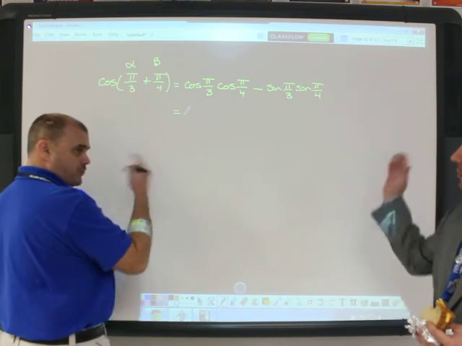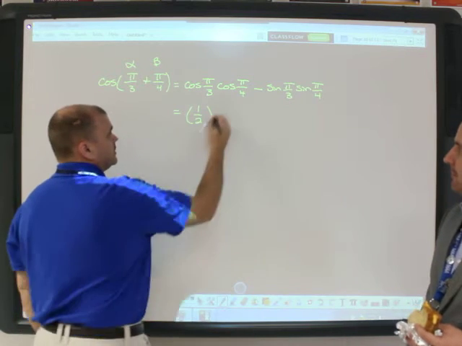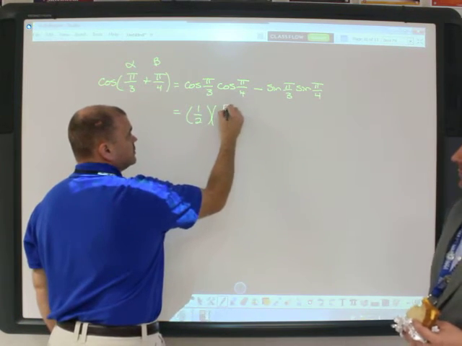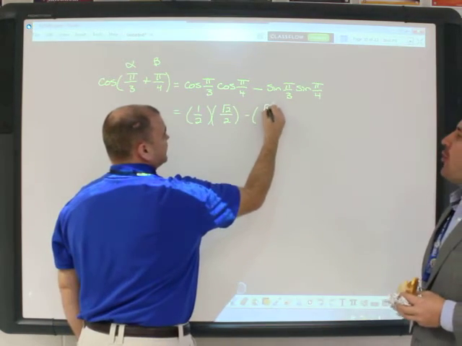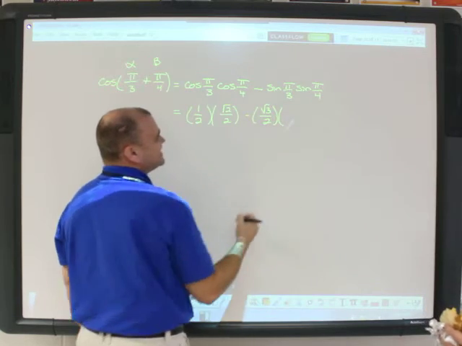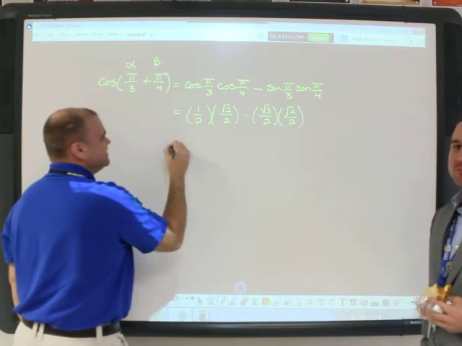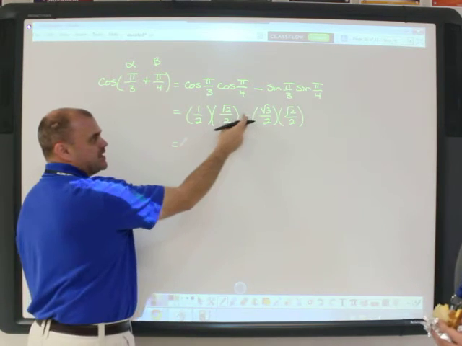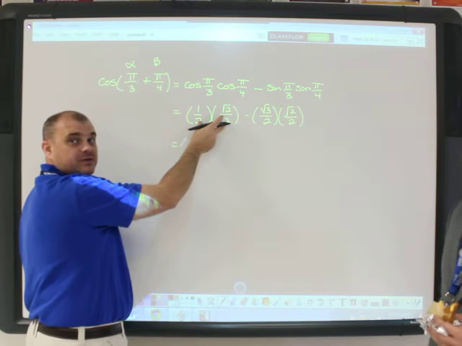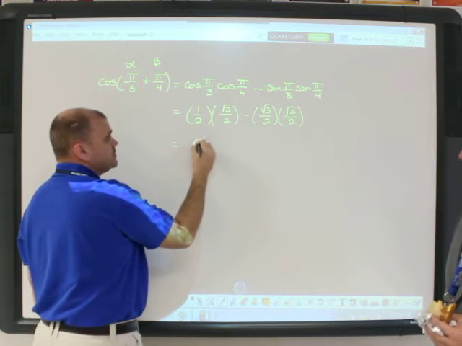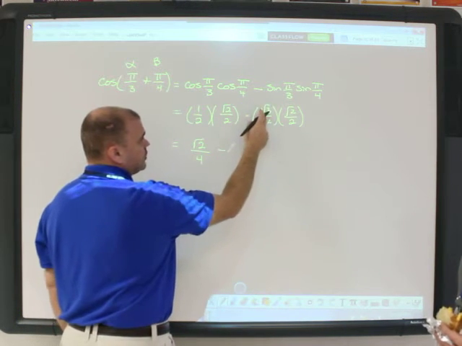So the cosine of pi over 3 is a half, and I use parentheses. And the cosine of pi over 4 is root 2 over 2, minus the sine of pi over 3, root 3 over 2, and the sine of pi over 4, root 2 over 2. So I'm multiplying fractions together, and then I'm taking the difference of those. Remember, when you multiply straight across, numerator times numerator, denominator times denominator. So 1 times the square root of 2 is the square root of 2. 2 times 2 is 4, minus the square root of 3 times the square root of 2.